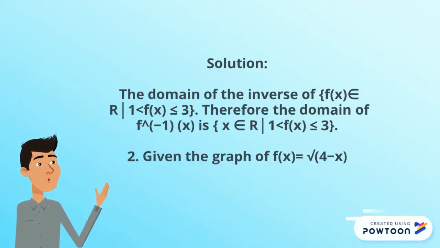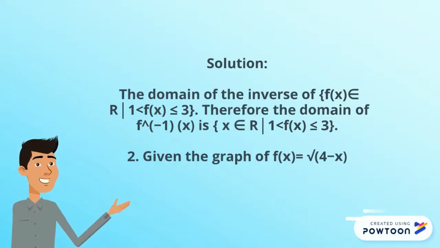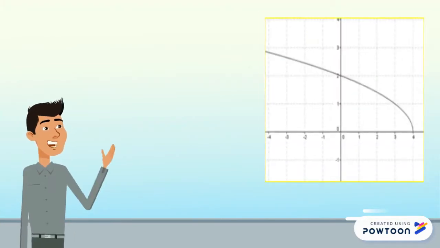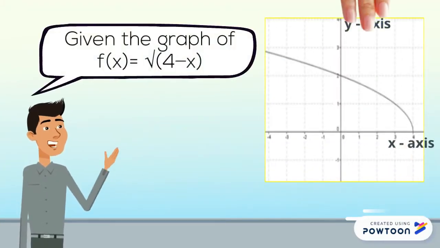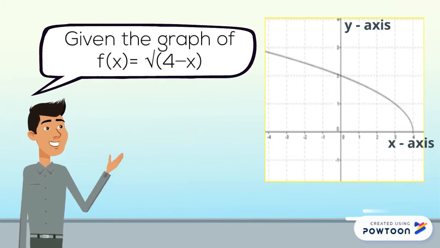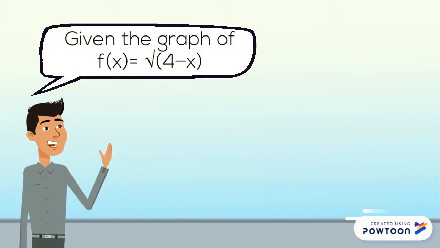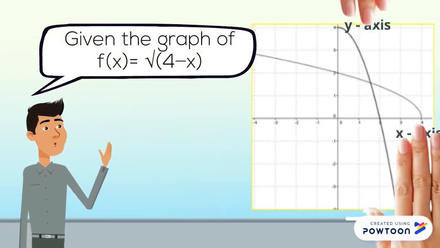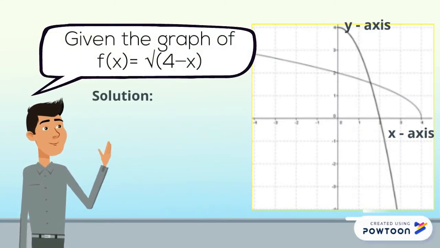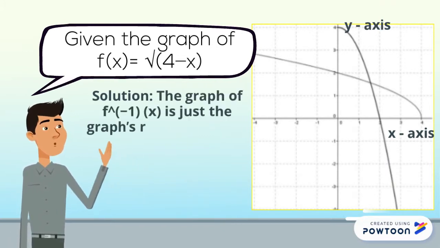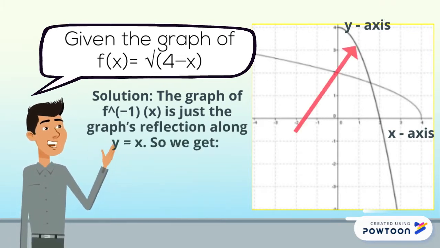Number 2. Given the graph of f of x is equal to the square root of 4 minus x. So guys, this is the graph of f of x is equal to the square root of 4 minus x. Solution. The graph of the inverse of f is just the graph's reflection along y is equal to x. So we get this, the red arrow.